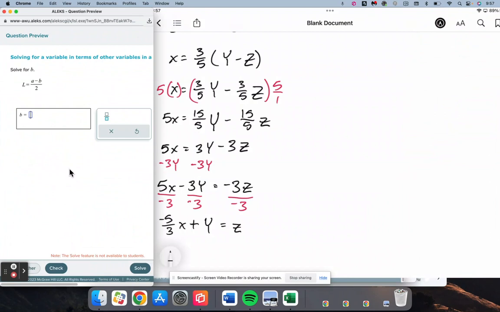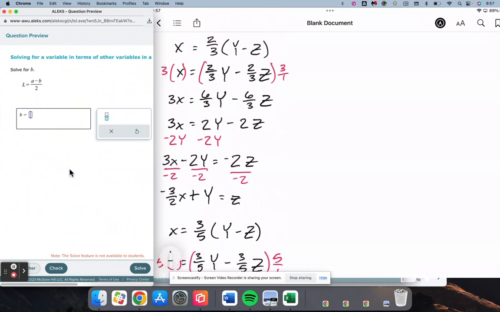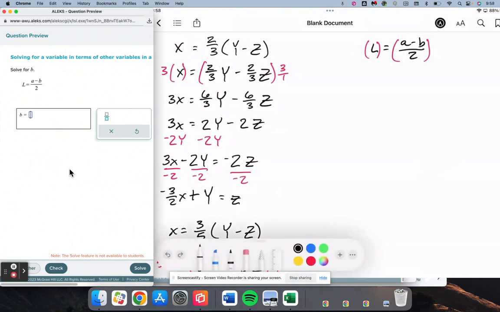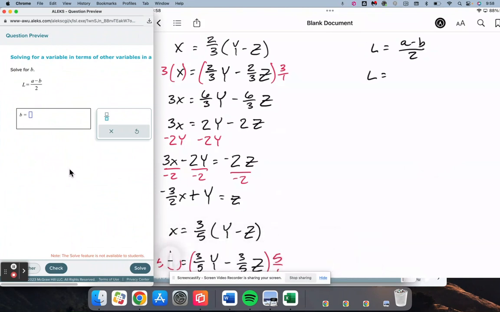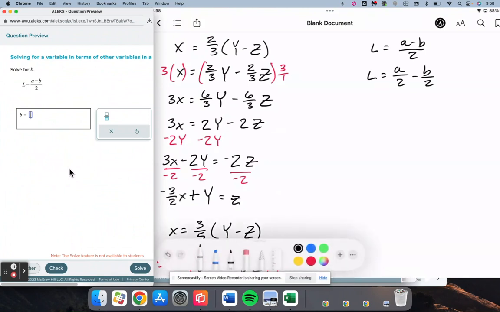A little bit of a different style here. We have L is equal to A minus B over 2. Solving for B, you can see that B is being divided by 2, so we're going to multiply both sides by 2. I would do that anyway, because 2 is the denominator of our fraction. Actually, I'm going to do this a little bit differently. I'm going to rewrite this so it makes a little bit more sense to me. So I'm going to put this as being L is equal to A over 2 minus B over 2. And that makes it a little bit easier for me to see what's going on.